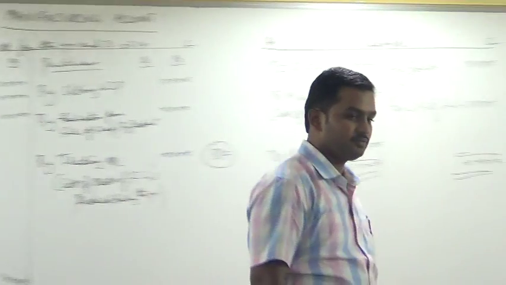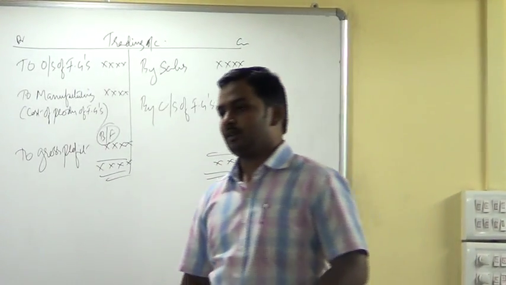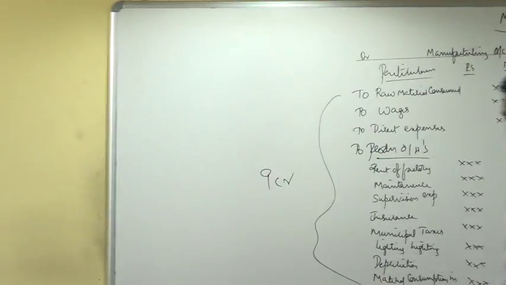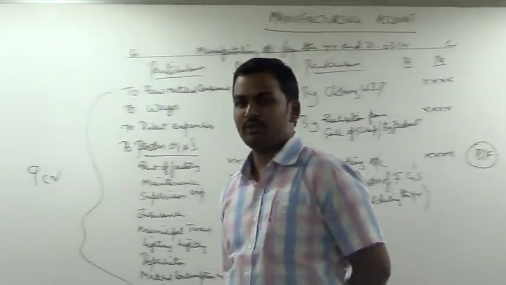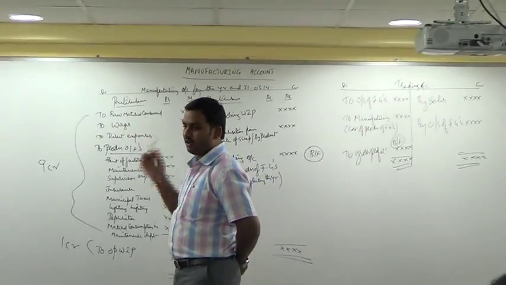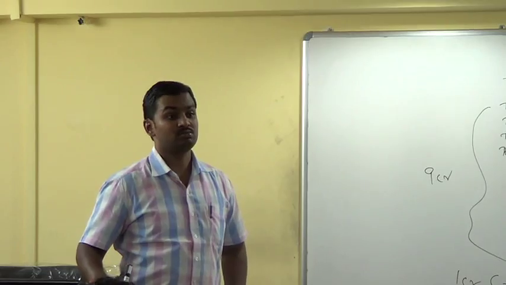We'll do a problem now. Write down. Extract of a trial balance. Before we continue, nobody asked me, sir, how to calculate raw material consumed. Wait, don't note down the problem now. What is the meaning of raw material consumed?